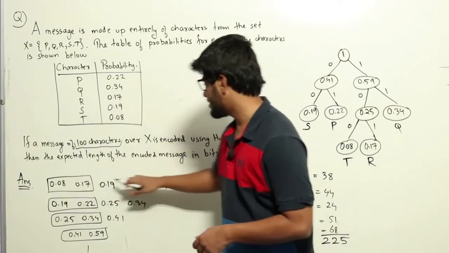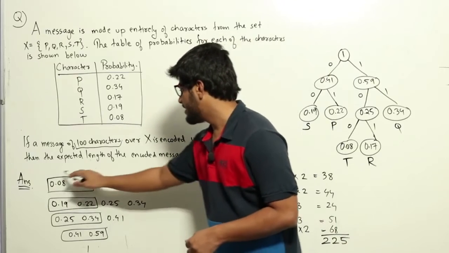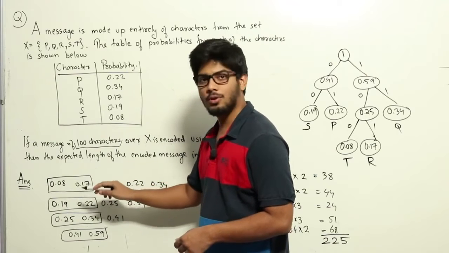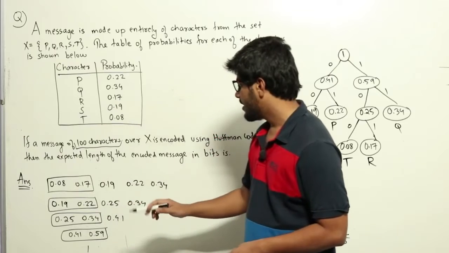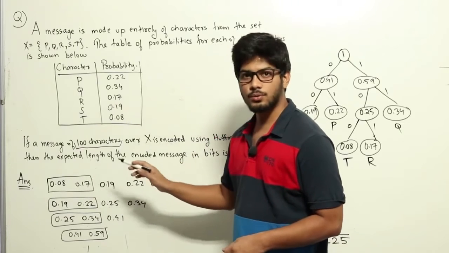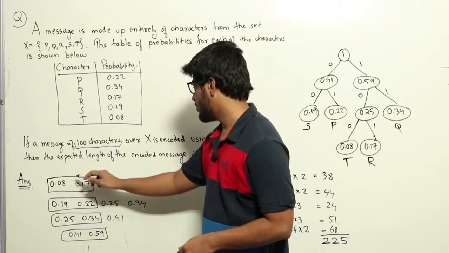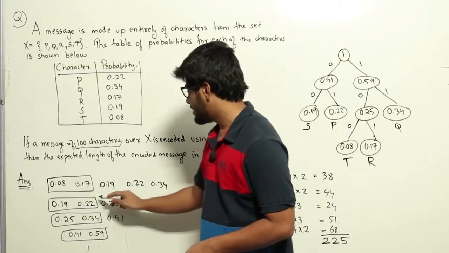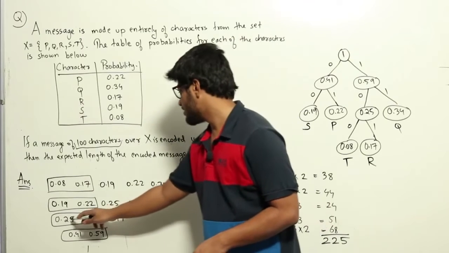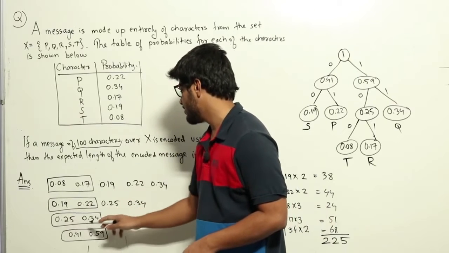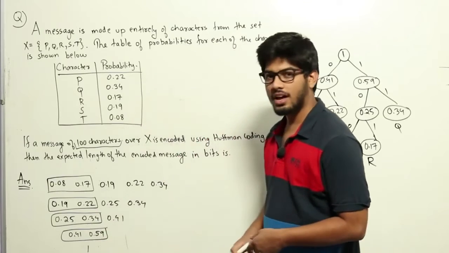These are the 5 probabilities written in ascending order. If you see, 0.08 and 0.17 are the smallest 2, so we will combine these 2 and create a new node which will have the probability of 0.17 plus 0.08, that is 0.25. That's what I have written here. Initially there were 5 nodes. After merging 2, I will get 4 nodes. The probabilities are 0.19, 0.22, 0.25 I got by merging these 2, and 0.34. Now these are the smallest 2. I will merge these 2, which will give me 0.41 probability. Again the smallest 2 are 0.25 and 0.34. I will merge these 2, which will give me 0.59. On merging 0.41 and 0.59, I will get the root node having probability of 1.